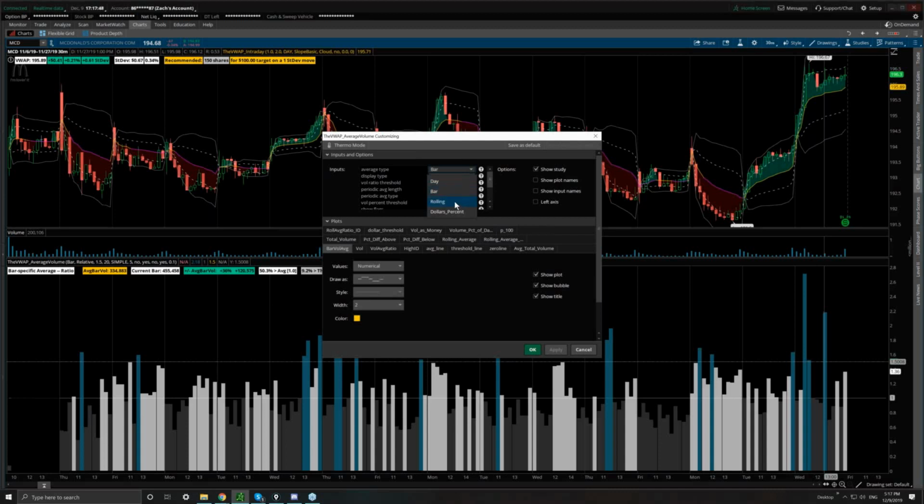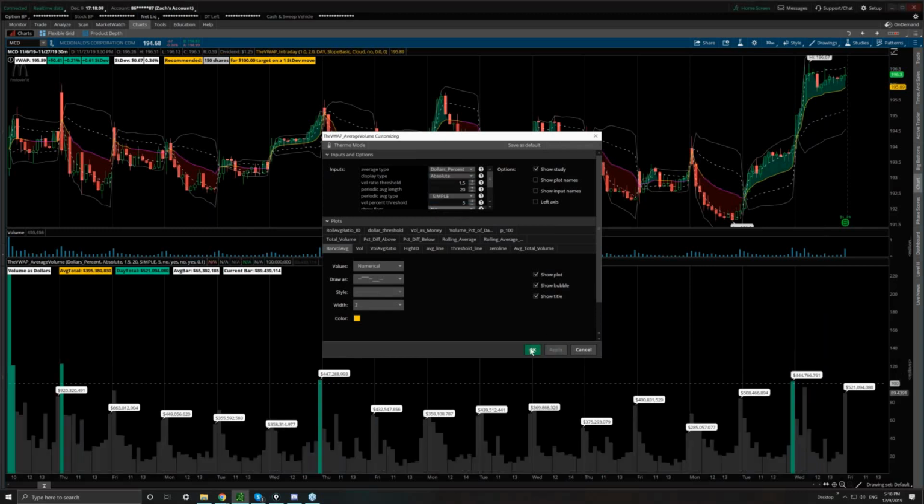The other options are rolling, which is a typical periodic average volume. It compares the volume of the last 20 candles, let's say, to the current bar's volume. I don't think that's particularly valuable, but I included it just in case somebody wanted to use that variant. And then dollars percent. Let me just show you this very briefly because I think it's interesting to be able to see. This shows us the total amount of volume expressed as a dollar sum on a candle by candle basis.